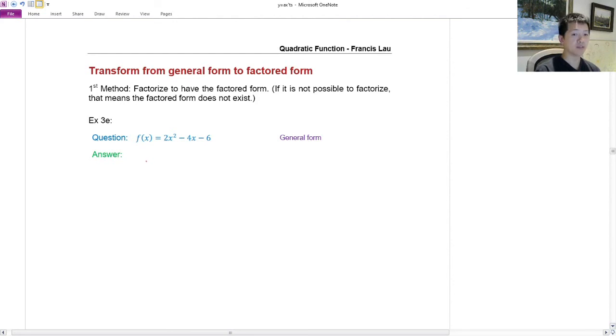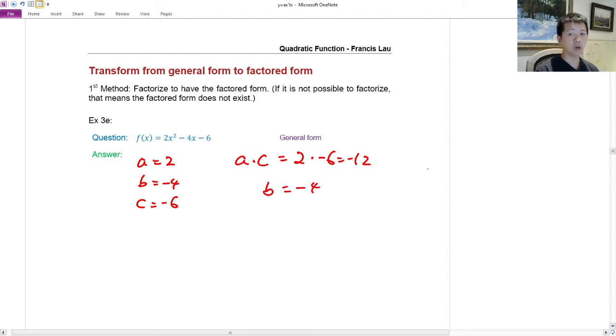Okay, first we have a equals to 2, b equals to minus 4, c equals to minus 6. Now product and sum, okay, because we are in Sec 4 and the government ministry wants us to learn the product and sum, so that's what I will be doing here. Otherwise you can use trial and error. Okay, 2 times minus 6, which is minus 12. I have b equals to minus 4. I need to find two factors that give me minus 12 when we multiply, and when we add them, it's going to be minus 4.